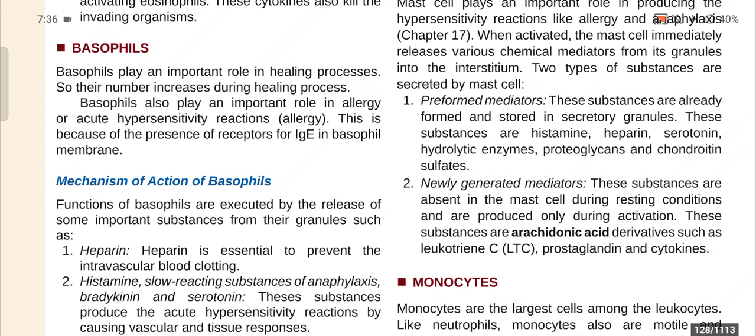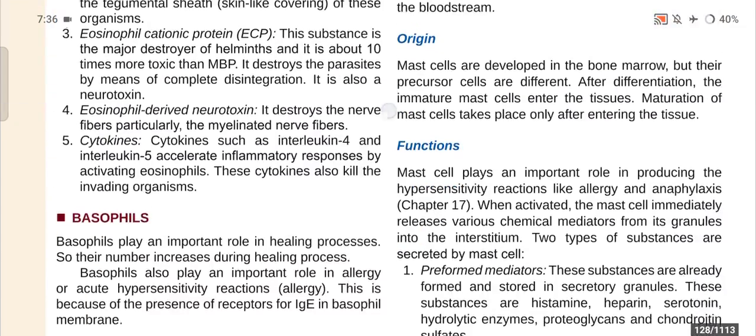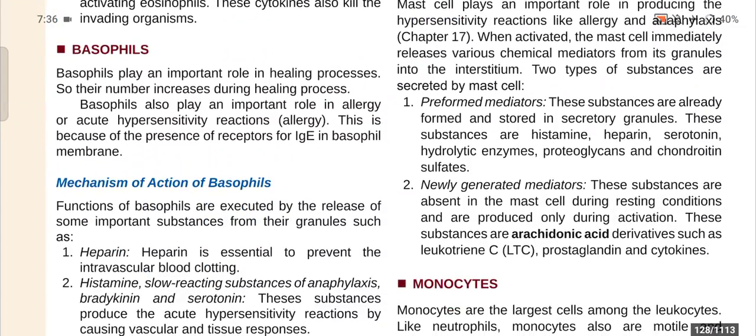So these are our today's topics. Now we are discussing the functions of the WBC or leukocytes, and in the previous video we have already covered the neutrophil and eosinophil. Now we will try to discuss the basophils. So let's start. Basophils play an important role in the healing process. So it is very important in the healing process.